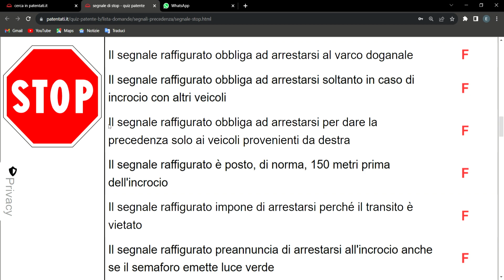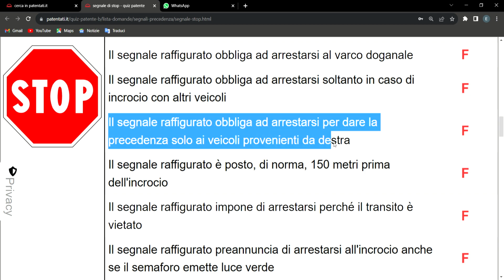And another question again says "il segnale raffigurato è da arrestarsi per dare la precedenza solo ai veicoli provenienti dalla destra." So this one is saying that you have to give way only to vehicles that are coming from your right-hand side, and it's false. So you have to give way to vehicles that are coming from your right, from your left, and from your opposite side.